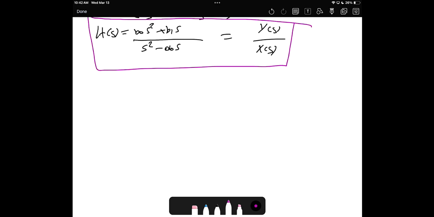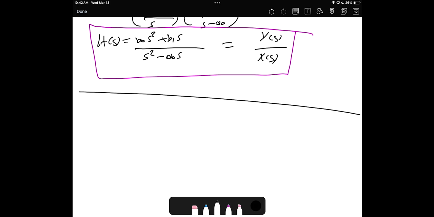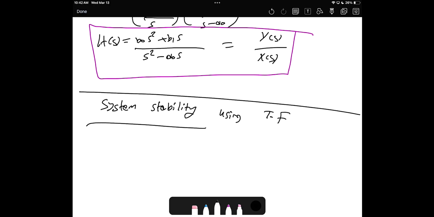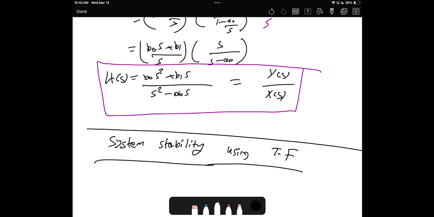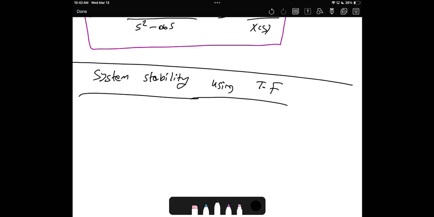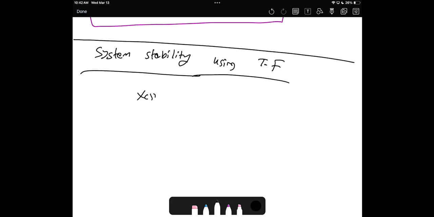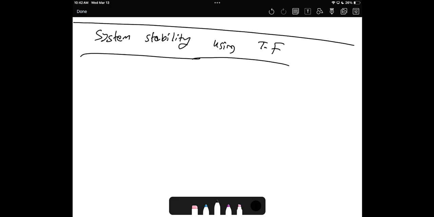Now I'm going to go to another topic about using this transfer function, which is called system stability. We already mentioned stable systems before, but now we're going to look at stability using the transfer function. We already covered how to convert the block diagram into a transfer function. When we have X(s), then H(s), this will give us Y(s). That's the flow.